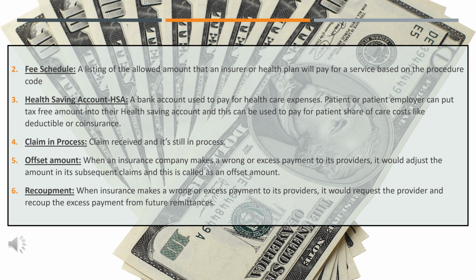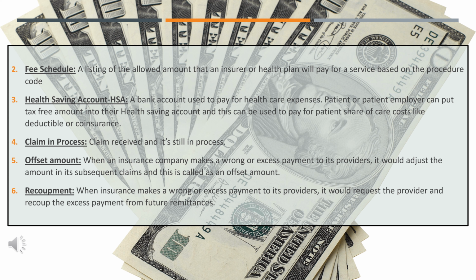Fee schedule. A listing of the allowed amount that an insurer or health plan will pay for a service based on the procedure code. Health savings account, HSA, a bank account used to pay for healthcare expenses. Patient or patient's employer can put a tax-free amount into their health savings account, and this can be used to pay for the patient share of care costs like deductible or coinsurance. Claim in process. Claim received and it's still in process.